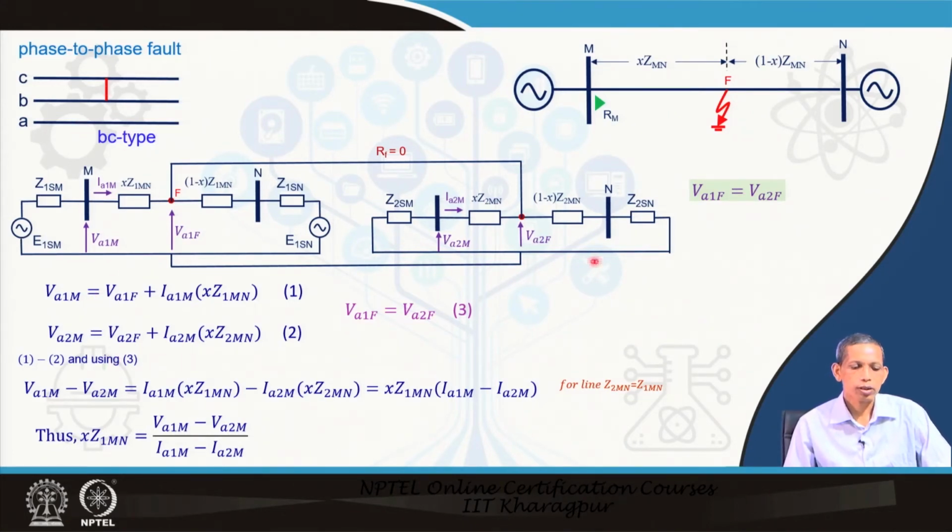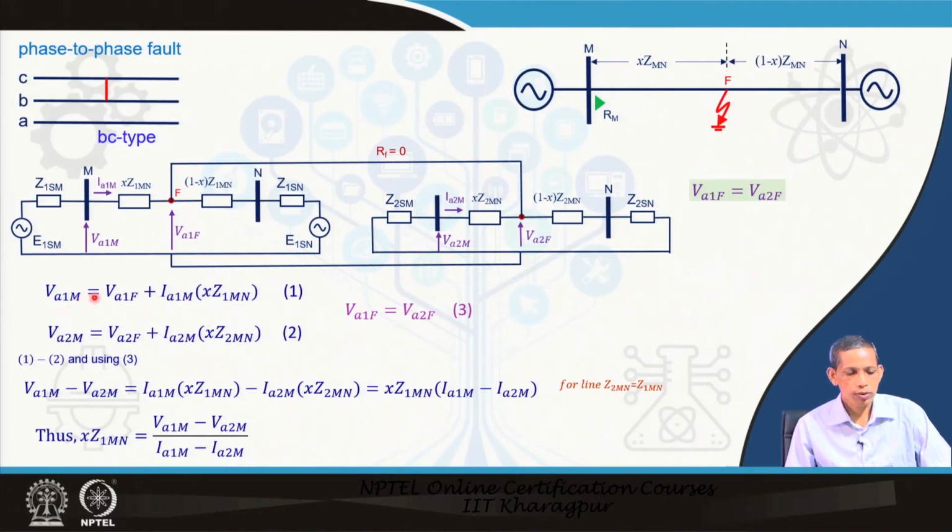Now, we see here the corresponding voltage current relations to obtain the apparent impedance. Va1m equals Va1f, this voltage, plus this impedance drop. Similarly, in the negative sequence component, Va2m at the relay bus will be equal to Va2f plus this drop, and the third equation we got is Va1f equals Va2f for this situation of phase B to C type fault.